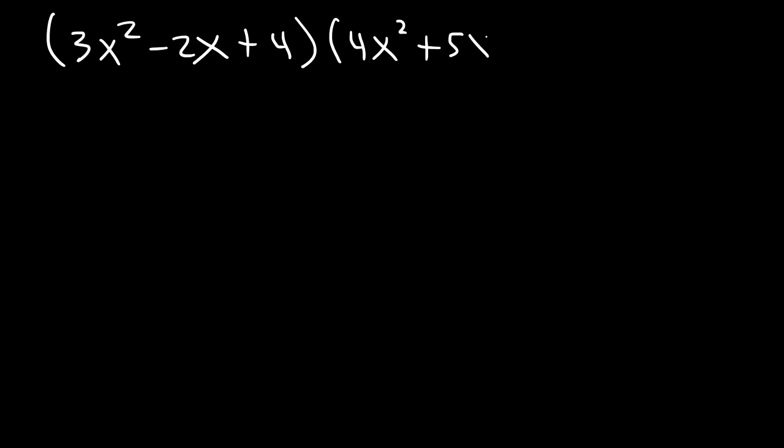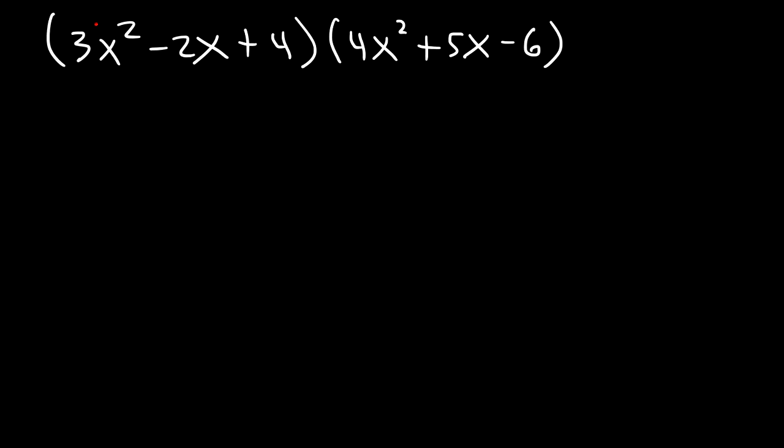Here's another example. 3x squared minus 2x plus 4 times 4x squared plus 5x minus 6. So in this example, we're multiplying a trinomial by a trinomial. So initially, before we combine like terms, we should have 9 terms because 3 times 3 is 9. In the last example, before we combine like terms, we had 6 terms because 2 times 3 is 6.